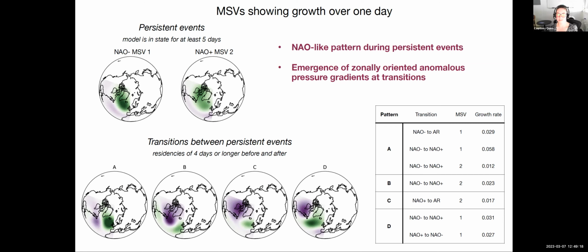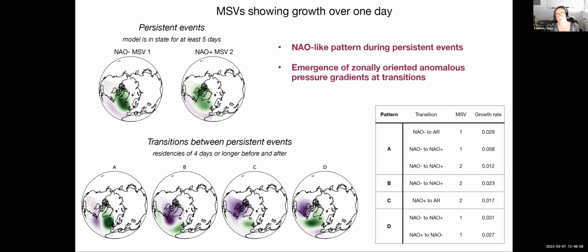Then we looked at the actual propagation patterns as well. We noticed that for the persistent events that we were pulling out, you get that nice NAO-like pattern. But for the transitional events, where your residencies are quite short, whether you're in one state or another, that's where you get these zonally oriented anomalous pressure gradients. That has also been thought of as waves that come through across the Atlantic, hypothesized as initiators of transitions into different block states. So it was nice to actually see that come out in those short, not very persistent states.